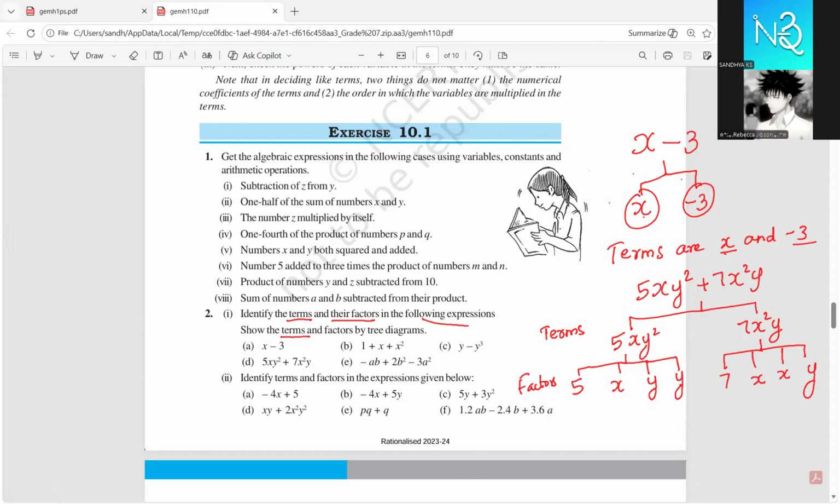Any doubt? No. Copy these. So this is called a factor tree.